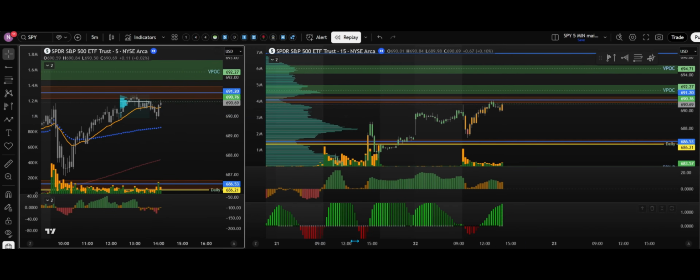So we do test it right here, get back up into that low volume node area up here a little bit. Now this is where I'm saying, okay, hey, is it either going to push back up or do we get that push down from here?